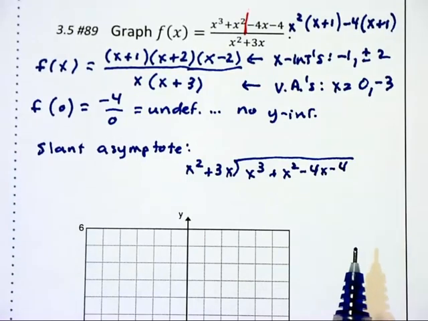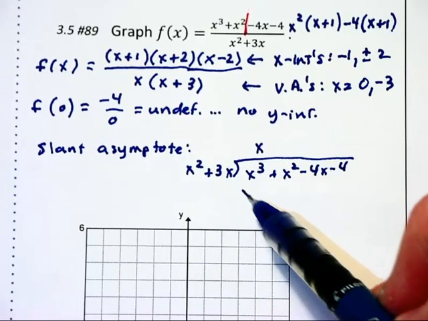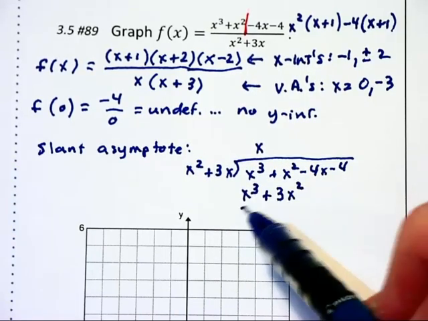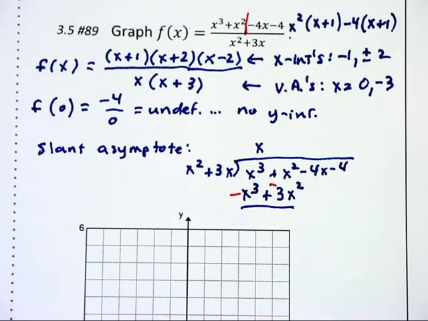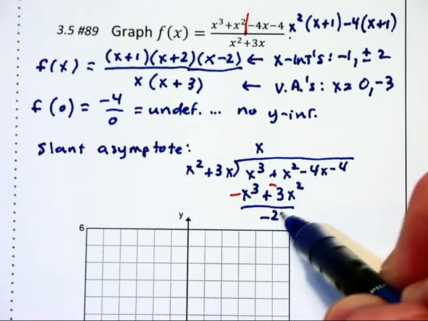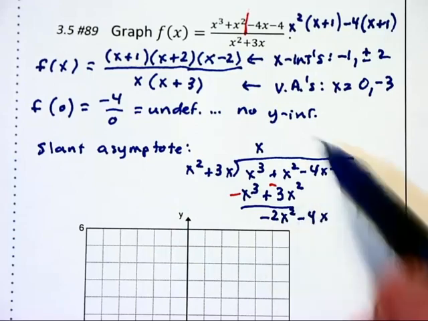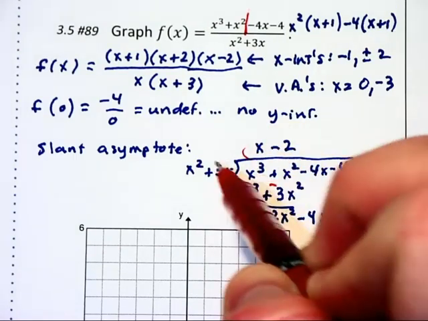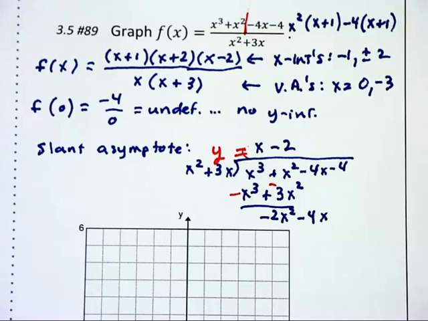When we do so, we notice that x squared goes into x to the third x times. We multiply to get x to the third plus 3x squared, and then we subtract or add the opposite and find out that we will have -2x squared minus 4x down below, and that x squared goes into that minus 2 times. Now we don't need to go any further than that because we're just interested in the x minus 2 here. Y equals x minus 2 will be our slant asymptote.